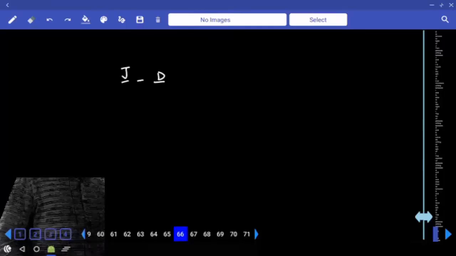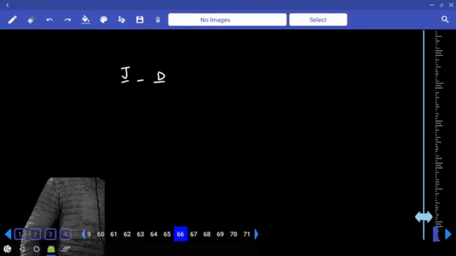D is second to the right of J. 1, 2, D, second right of J. Two persons are sitting between J and A. When he says two persons are sitting between J and A, how many possibilities will I have? Two possibilities, either to that side or to the left side.